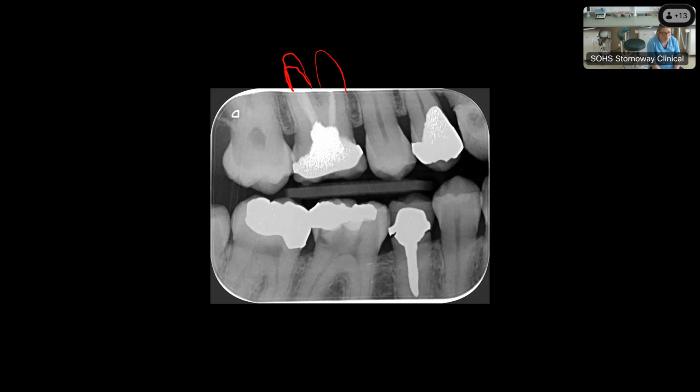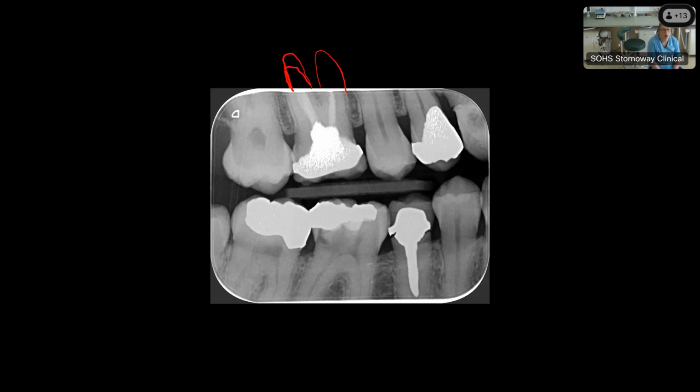Full mouth pocket chart and take PAs in the sextants of pockets larger than 4 millimetres. Generalised pocket more than 4 millimetres, yeah. Now, I would not expect that mouth there to have pockets more than 4 millimetres, so I can't justify taking a periapical. One bite wing has given me enough information to make a perio diagnosis, as opposed to a minimum of 2 periapicals. Every exposure has a risk.